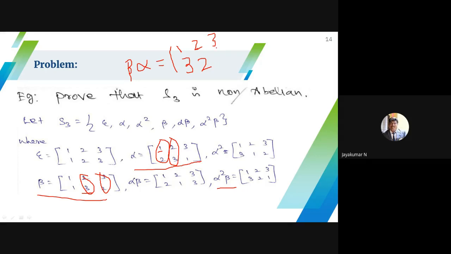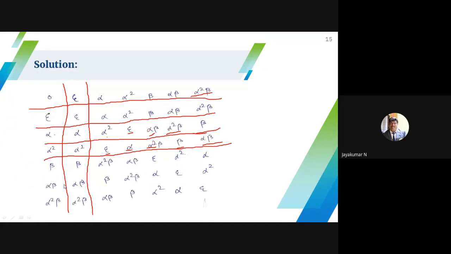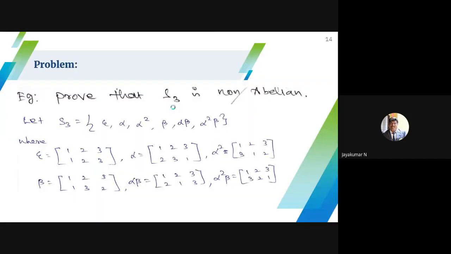So finally, without finding the image of 3 for beta alpha, we can conclude that beta alpha is nothing but alpha square beta. So easily I can write it: beta alpha is nothing but alpha square beta. In a similar manner, you can find the remaining. So beta into alpha square.